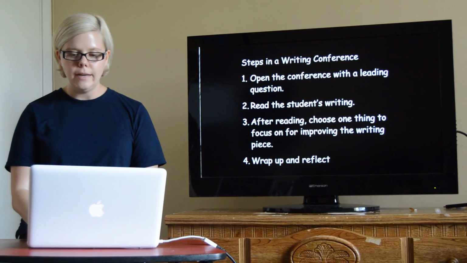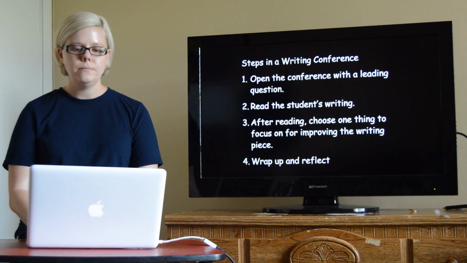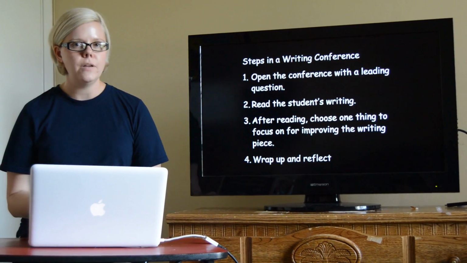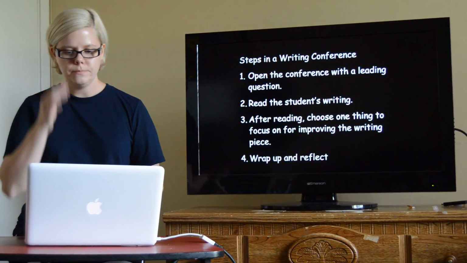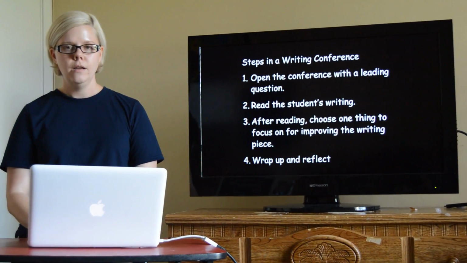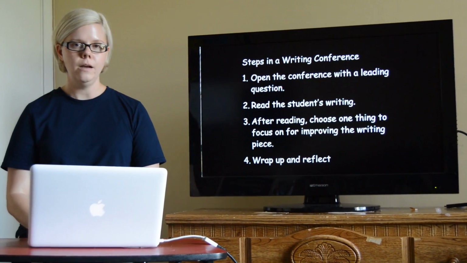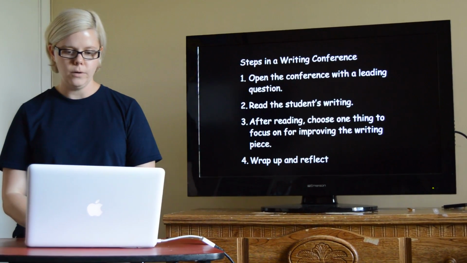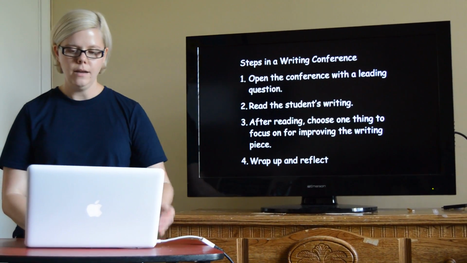The third step is, after reading, choose 1 thing to focus on for improving the writing piece. This is very important because sometimes when you have struggling writers, and after reading their piece you notice that it's just full of errors, the one thing you don't want to do is call out every single error for that student, to mark their paper up completely in red. That can take away the student's self-esteem when it comes to writing, and it can make them not want to try and do their best in writing anymore. So it's best just to choose 1 or 2 things that you want to work on at each writing conference.